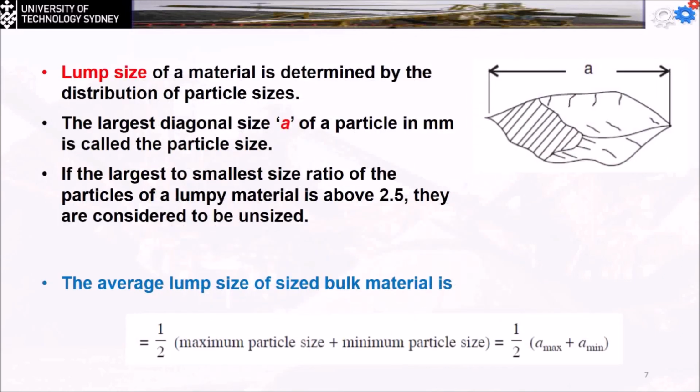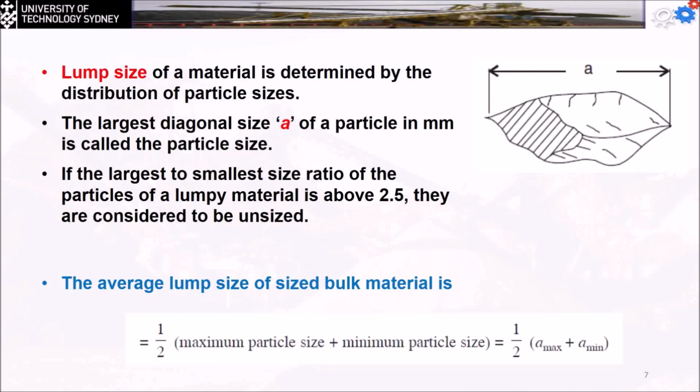So first, this is the lump size. The lump size is going to be the longest length of the particle. We're not going to care about the shortest, because this is the most important thing for us. So lump size of the material is determined by the distribution of the particle sizes. The largest diagonal size A of the particle in millimeters is called the particle size. If the ratio of the largest to the smallest size of the particles of a lumpy material is above 2.5, they are considered to be unisized.